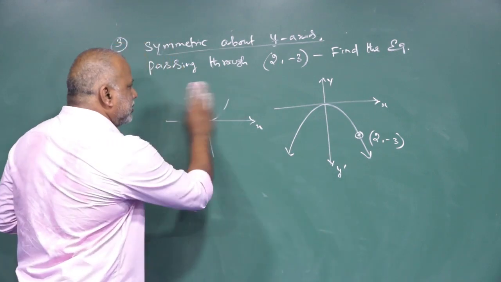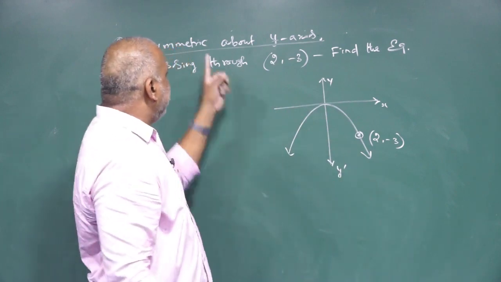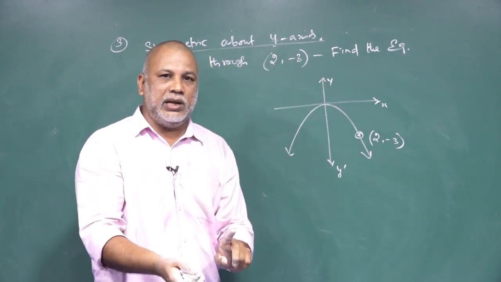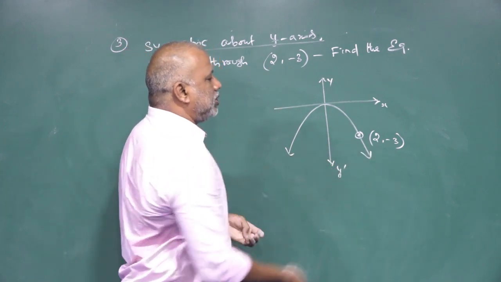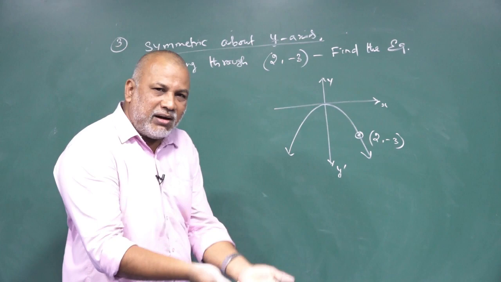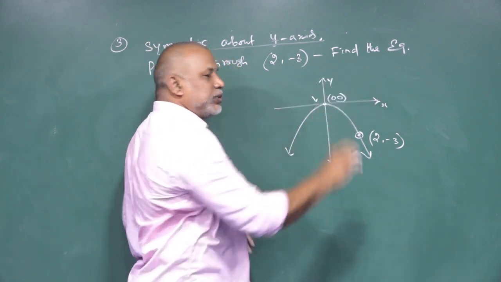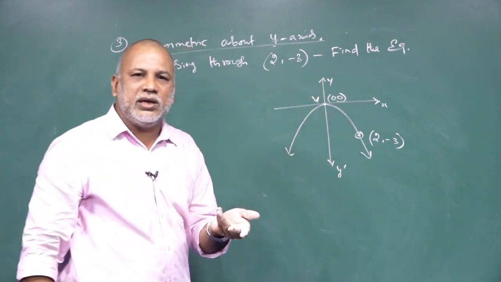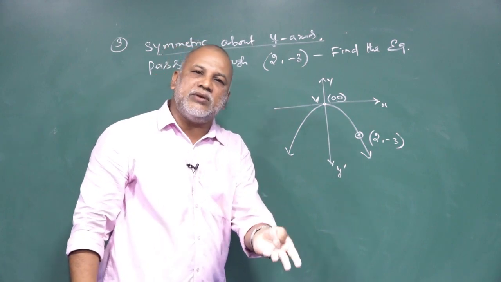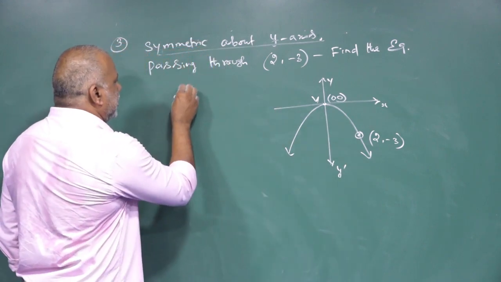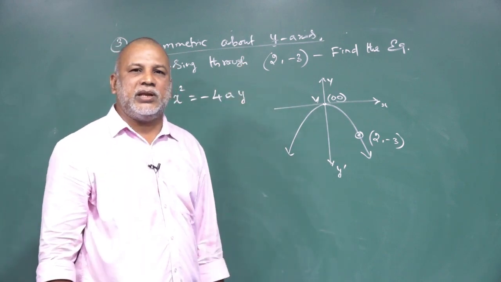Now listen. This is not applicable. The reason is the point is 2 comma minus 3. Depending upon the y-axis both are possible, but it depends upon the point 2 comma minus 3. So now it passes through the point 2 comma minus 3. I already explained all the parabolas pass through the vertex only. Now this belongs to the fourth type of parabola. What is the equation of the fourth type? X squared equal to minus 4ay.